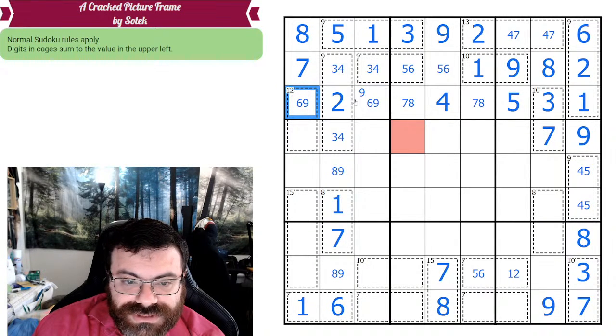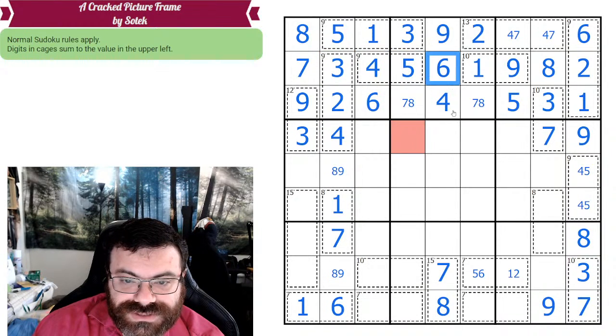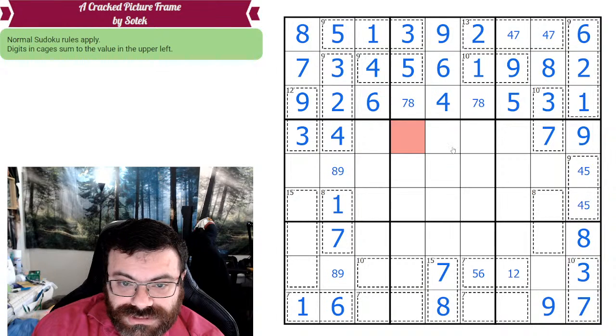So I'm gonna get rid of these corner marks here. Can't put a 6 on a 12 cage, so that goes 9, 6. This is a 3. That's a 4. That's a 3. That's a 4. That's a 5. That's a 6. Good thing I backed up. That's 7s. He's 4 and 7.